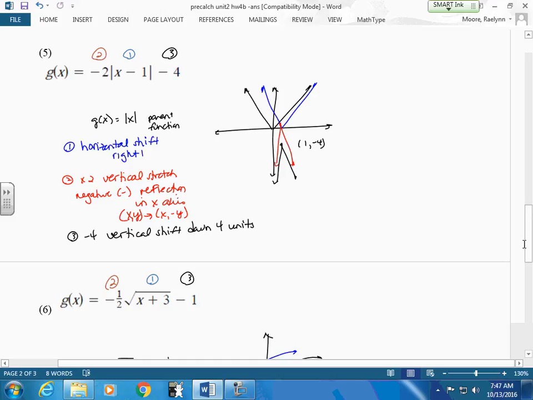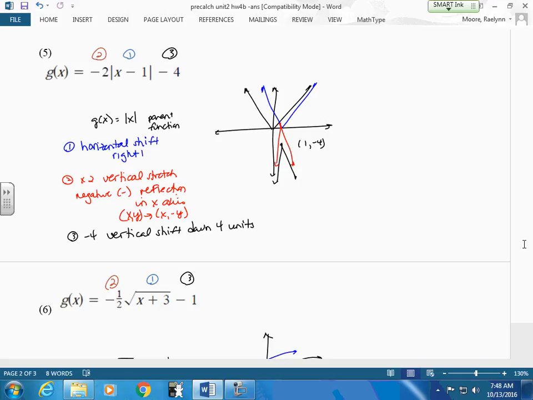Absolute value. You have a horizontal shift to the right 1. Do these 2 separate. You have a vertical stretch by a factor of 2, and then you have a reflection in your x-axis. You can have a vertical stretch by a factor of -2. And then you're going to shift 4 units down. Vertical shift. Good.